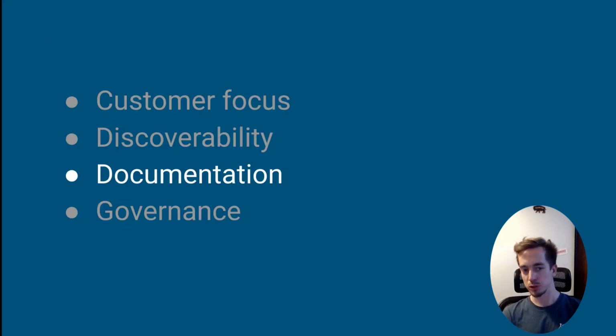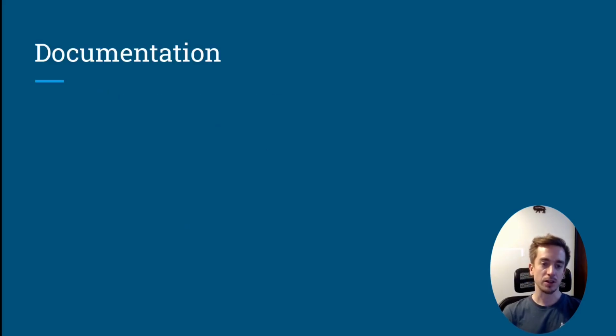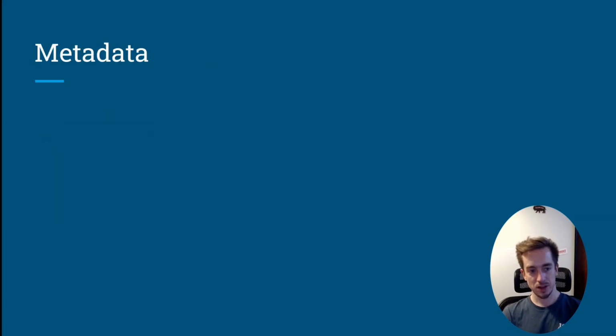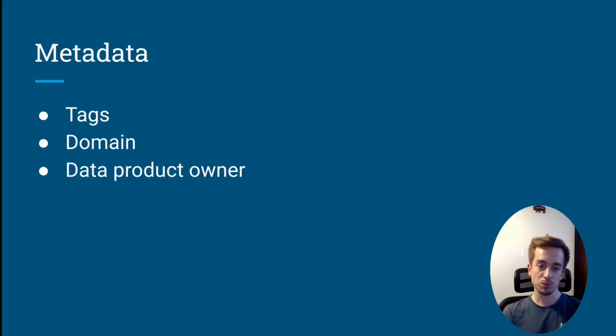Alright, we've found the product we're interested in. In the product documentation, you can find metadata, the data model, and interfaces. There usually is some predefined set of metadata that your organization needs, like tags for cost allocation and discoverability, domain, or the data product owner. Also, some information about available interfaces, governance policies, and other aspects of the product might be present here.